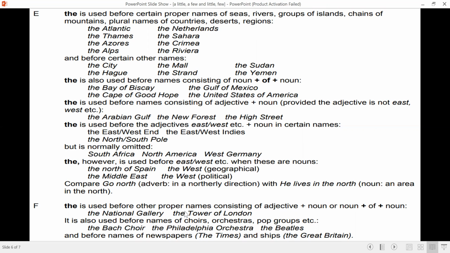The is used before other proper names consisting of adjective plus noun or noun plus of plus noun. So, of course, the can be used before some other proper names like this: the National Gallery, the Tower of London, etc. It is also used before names of choirs, orchestras, pop groups, etc. For example, the Bach Choir, the Philadelphia Orchestra, etc. And before names of newspapers like the Times and ships, the Great Britain, etc.